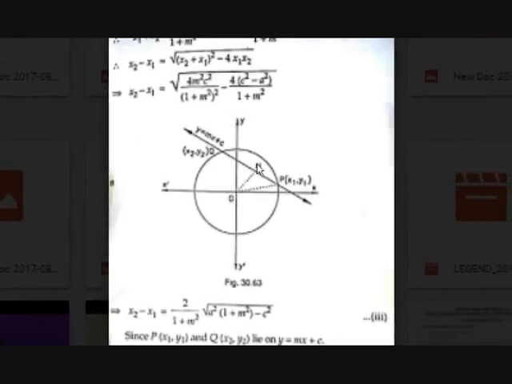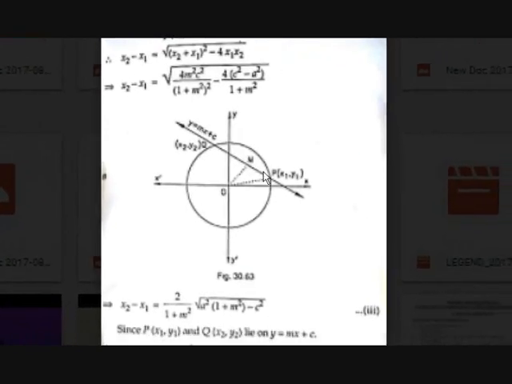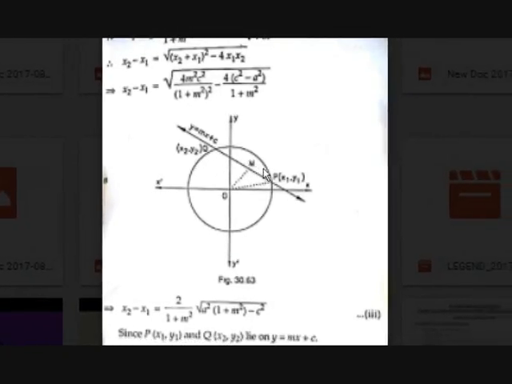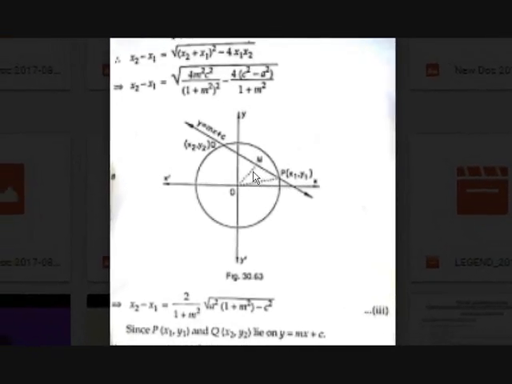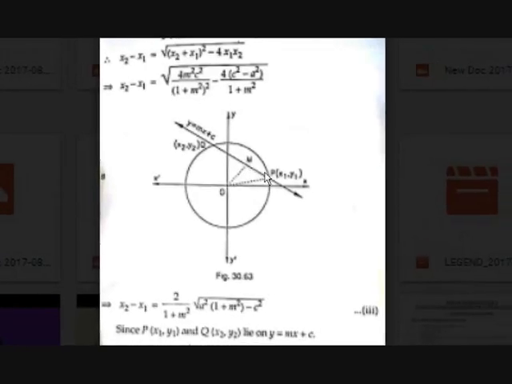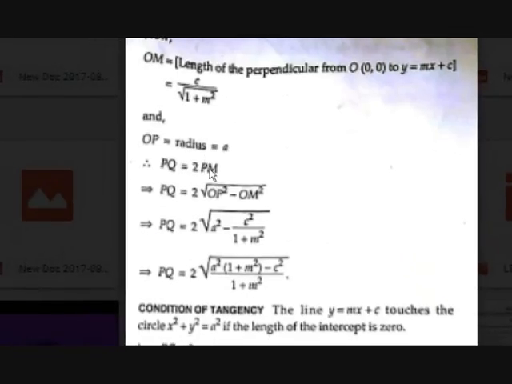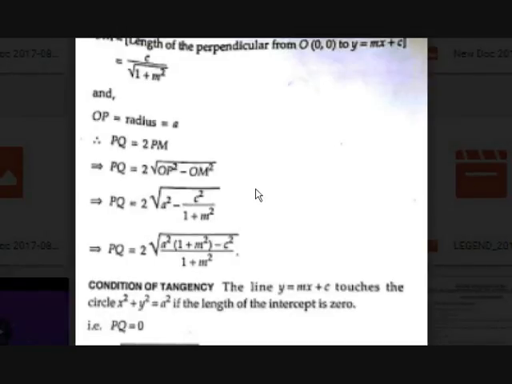As you can see here, OM is the perpendicular and PQ is a chord. Here, OM is the perpendicular to the chord PQ, then PM is equal to MQ. So, PQ is equal to 2 into PM. That means PQ is equal to 2 root of OP² − OM². According to Pythagoras theorem, PM will be the square root of OP², which is the hypotenuse, minus OM², which is a side.